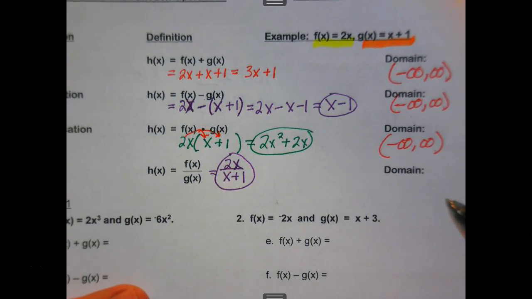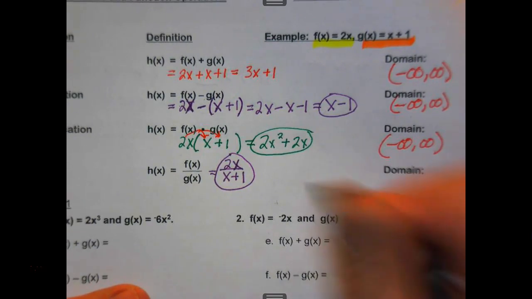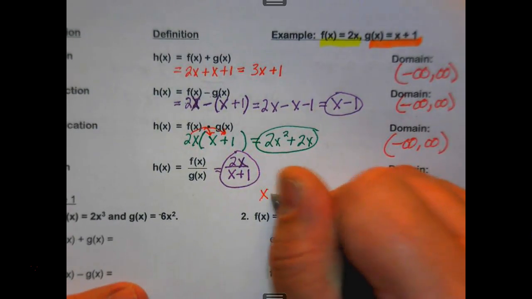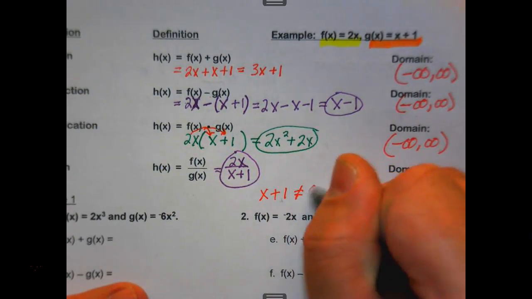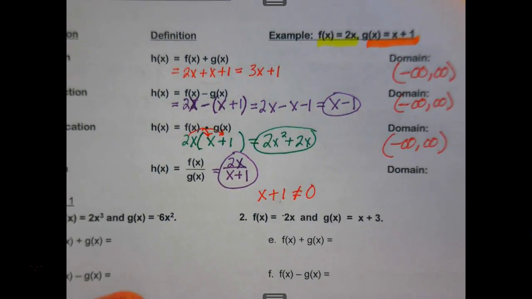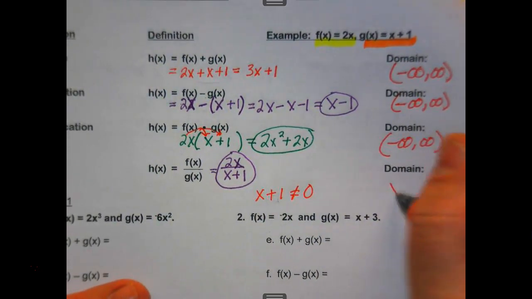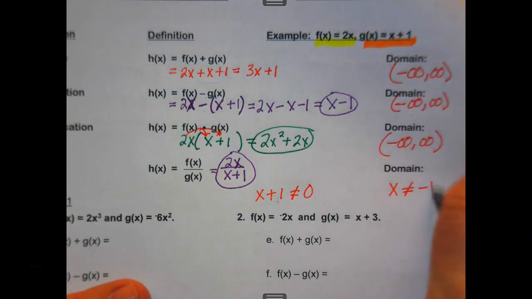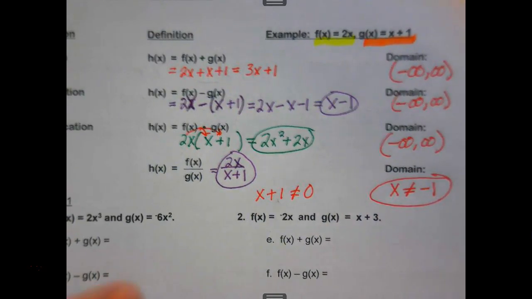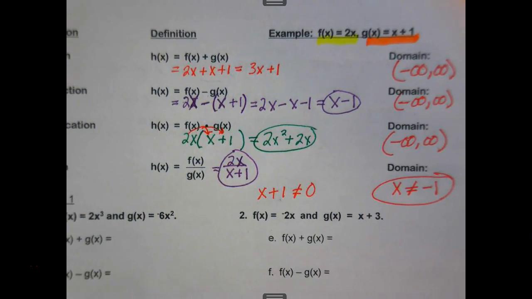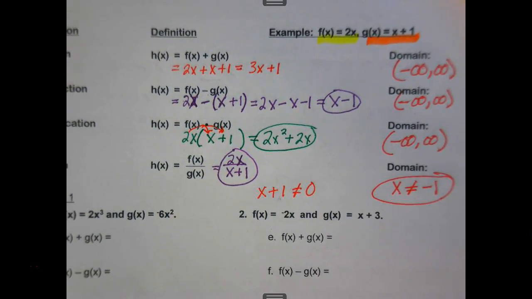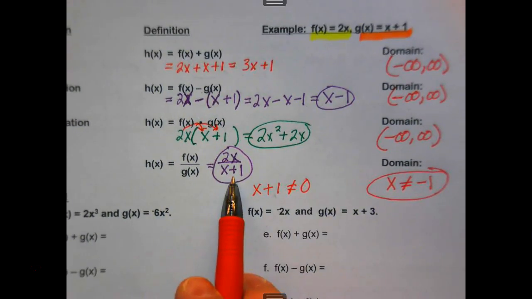Bottom one, right? We cannot have 0 in the bottom of a fraction, right? So x plus 1 cannot equal 0. So what can x not equal? Negative 1. There's my domain. All numbers except negative 1, because you can't have a 0 in a fraction.